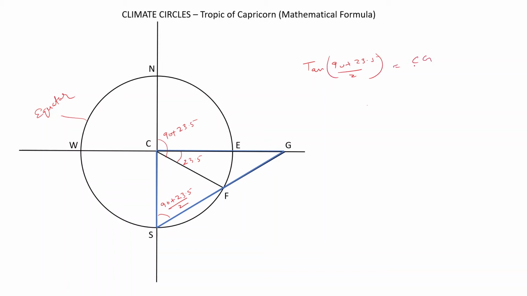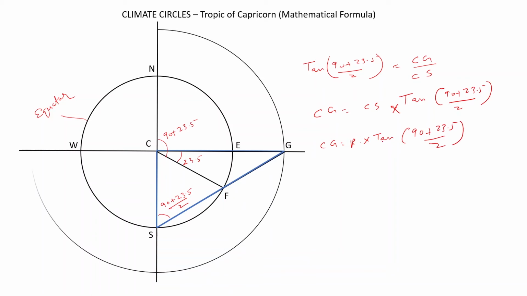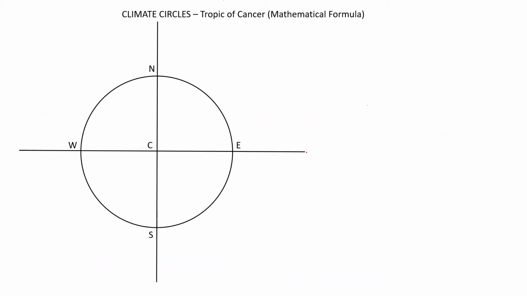Rearranging the formula, CG, which is the radius of the circle of the Tropic of Capricorn, is equal to CS, which is the radius R of the circle of the equator, into tan((90 plus 23.5) divided by 2). Find the radius CG of the circle of the Tropic of Capricorn using this formula. Then draw a circle of radius CG from the center C.